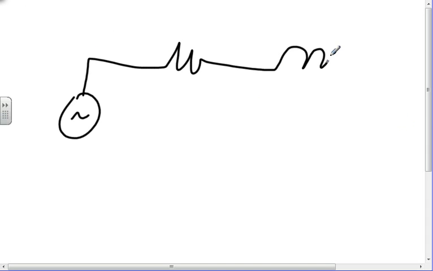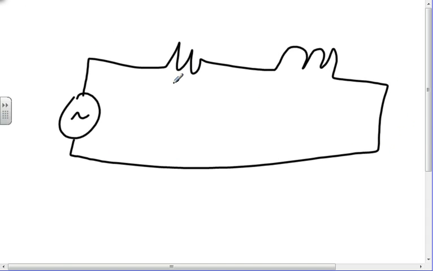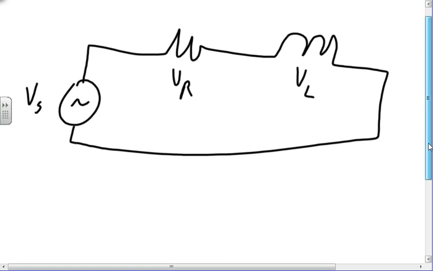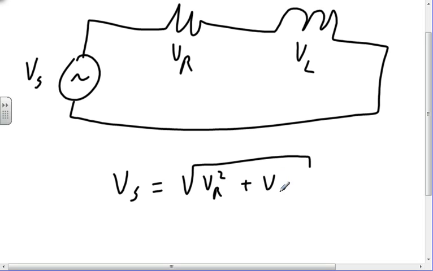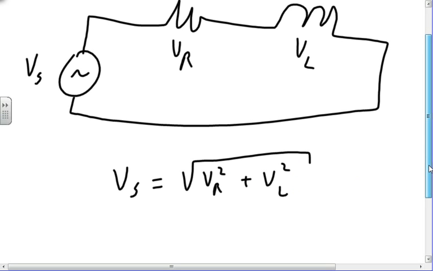Okay, so now I do the same thing. I have some AC circuit. I've got a resistor. I've got an inductor. There's some voltage across the resistor, and there's some voltage across the inductor. And we're just going to talk about them in general. And there's some voltage that's the source. All right, so what is that voltage source going to be? The voltage source is going to be the square root of the voltage across the inductor squared plus the voltage across the resistor squared. Now, why is that?